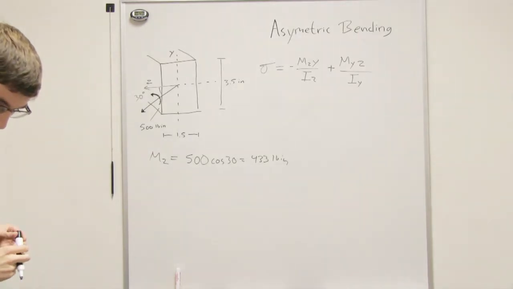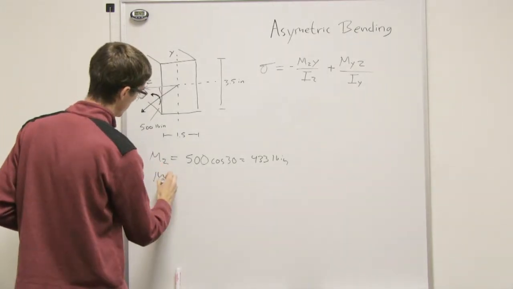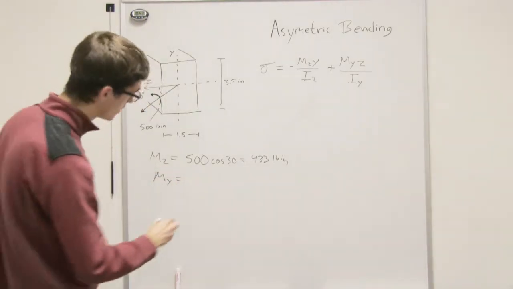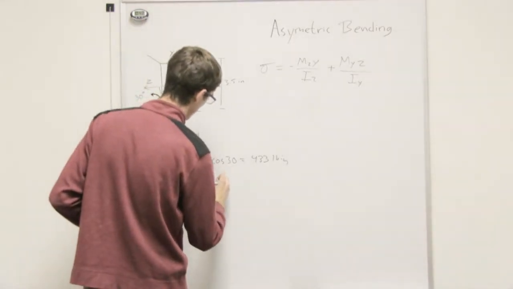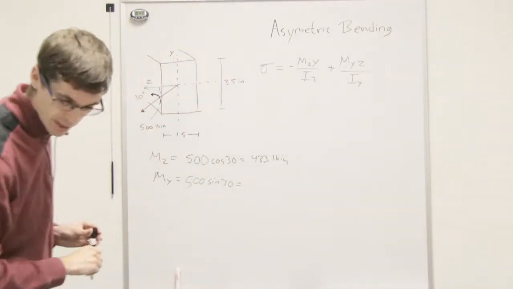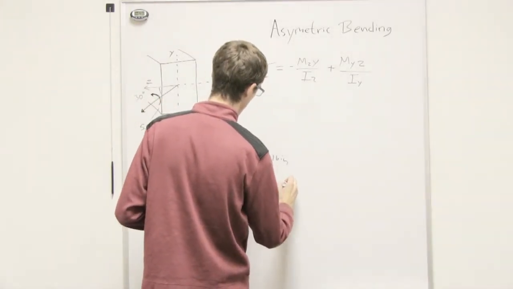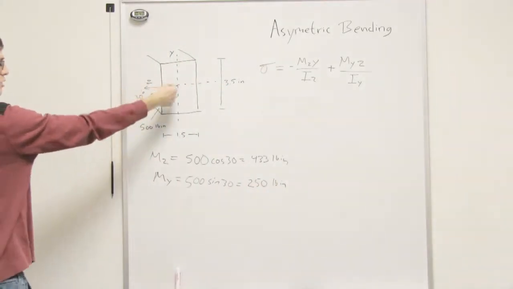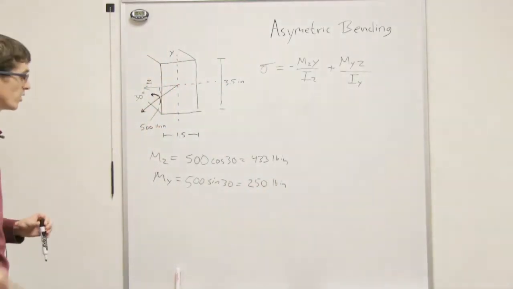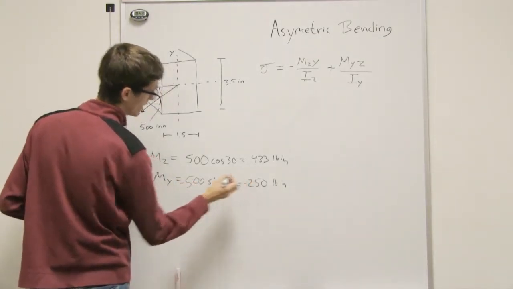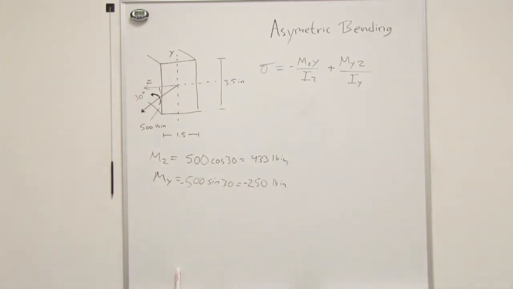And the moment about the y, we'll call it My, is equal to 500 times the sine of 30, which comes out to be equal to 250 inches. Now, if you look at this, our z-axis is positive in this direction and our y in that way. So we actually know that our moment about the y is negative in this case. So we're going to put a negative in front of it. That's going to be a negative moment of 250. Don't forget the signs, because that might screw up your calculations just a little bit.